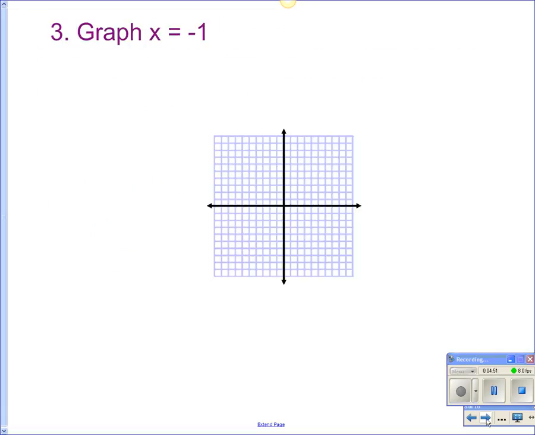All right, number 3, graph x equals -1. Ethan H, what do you notice about that one? There is no y in this problem. So I have to put -1 on the x.